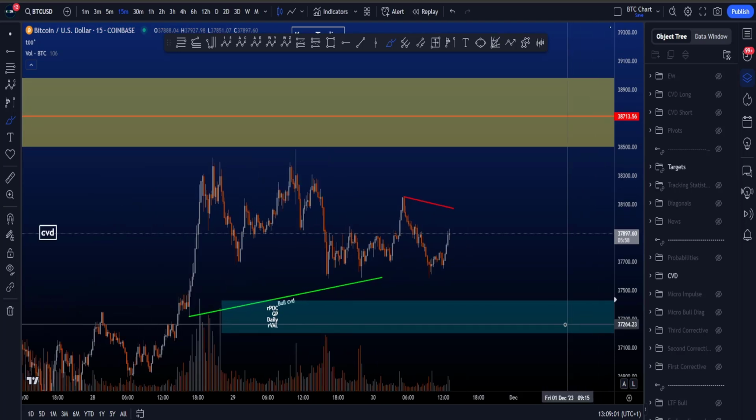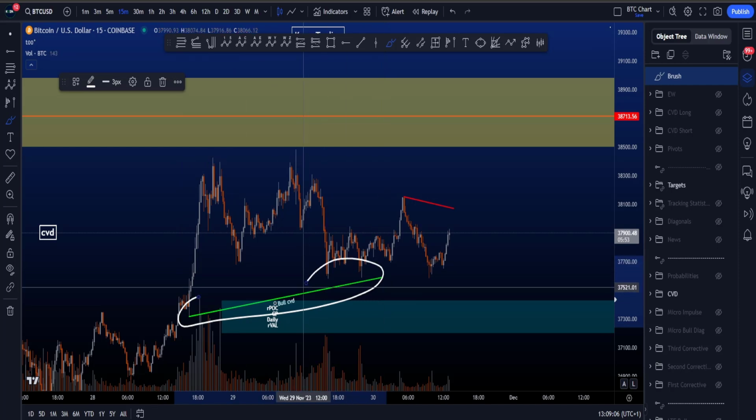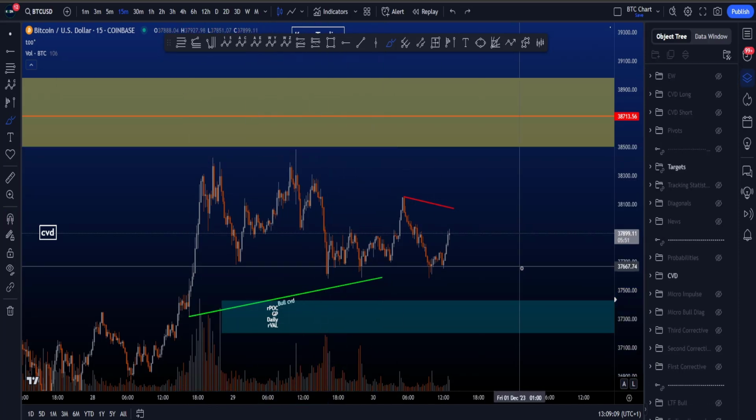Now, if we look at the CVD divergences, we still got this bullish CVD divergence here, higher lows in price, lower low on the CVD. Target is this high over here.